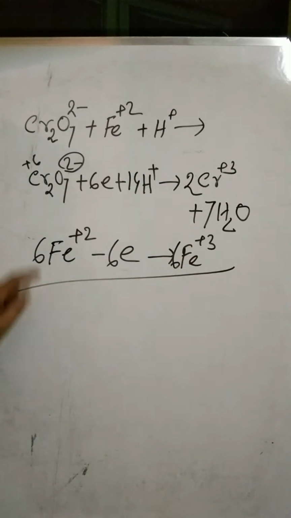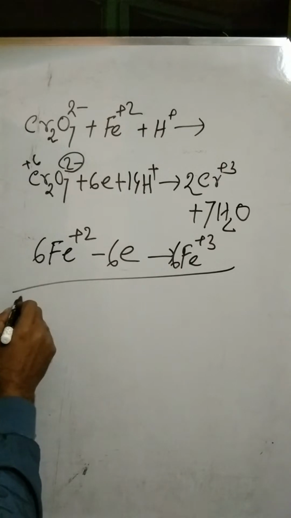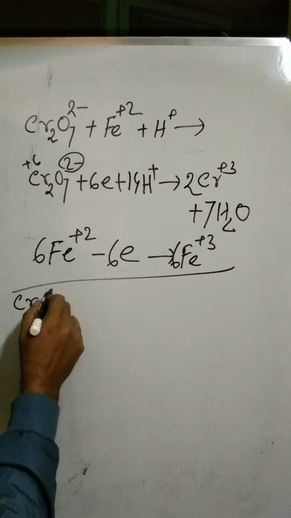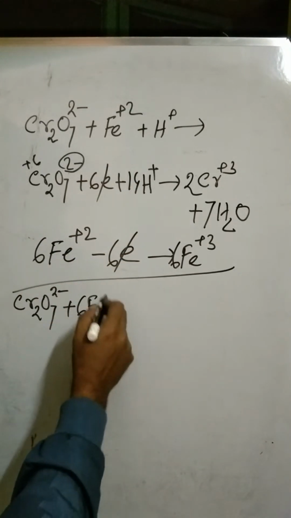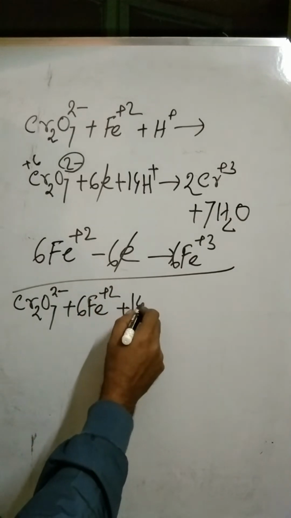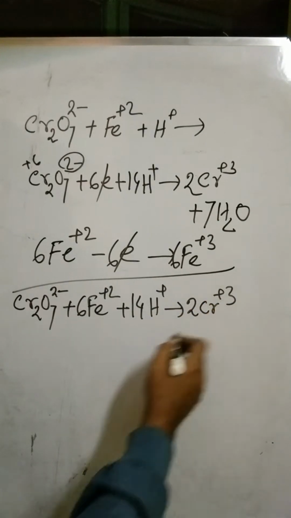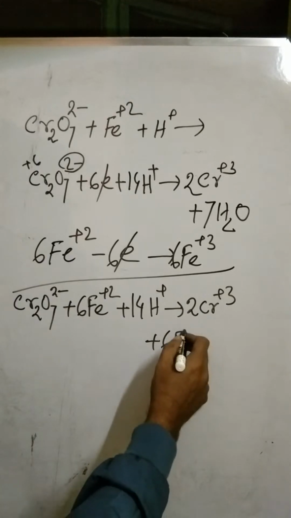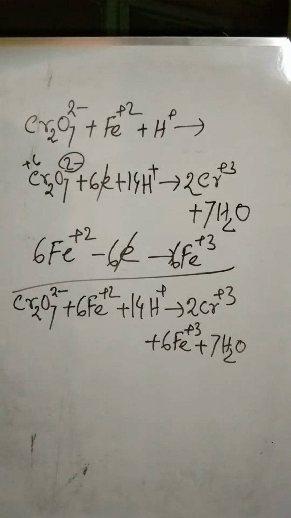Now you all need to add the reactants and products. So on the left hand side there is Cr2O7 2 minus dichromate ion, electrons are counterbalanced, plus 6 Fe plus 2 plus 14 H plus gives 2 Cr plus 3 plus 6 Fe plus 3 plus 7 H2O. Okay, so this is the balanced equation. This is how we can balance a redox reaction by the ion electron process.